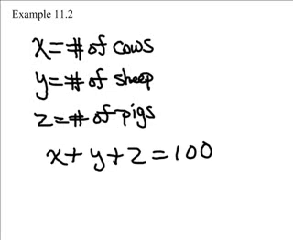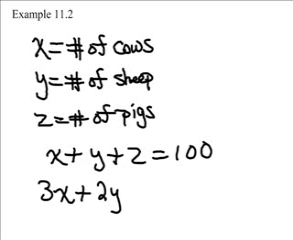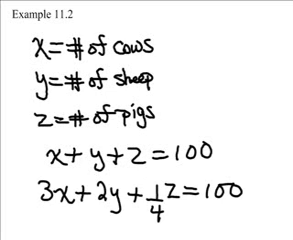The second equation will be about how much they cost. Since cows are $3 each, that's 3x. Sheep are $2 each, that's 2y, and pigs are 25 cents each. Well, 25 cents is a quarter, so 1/4 z is equal to $100. Just as in the previous example, I did not like that fraction, so I want to clear it, which means I'm going to multiply everything in that second equation through by 4.